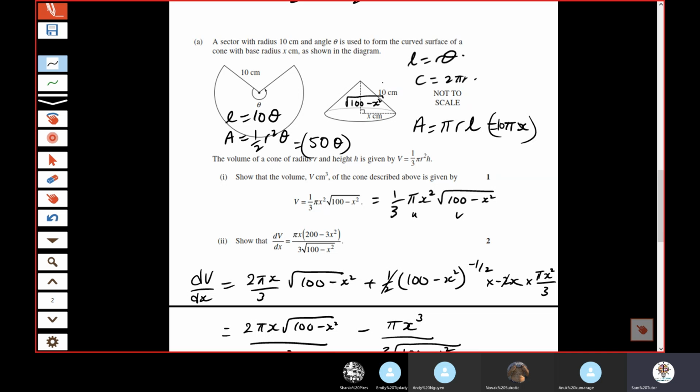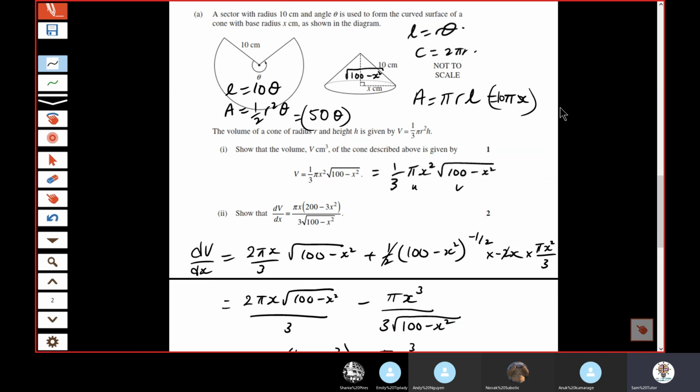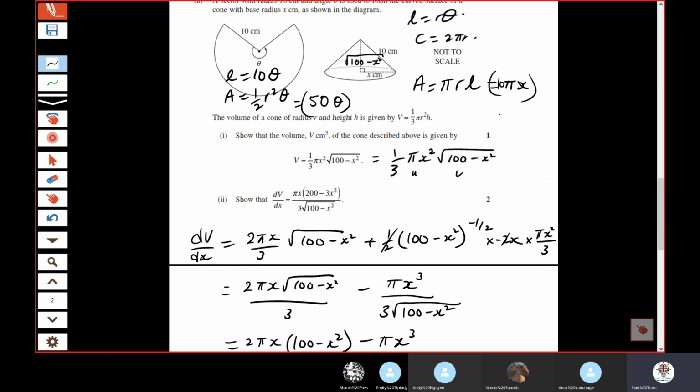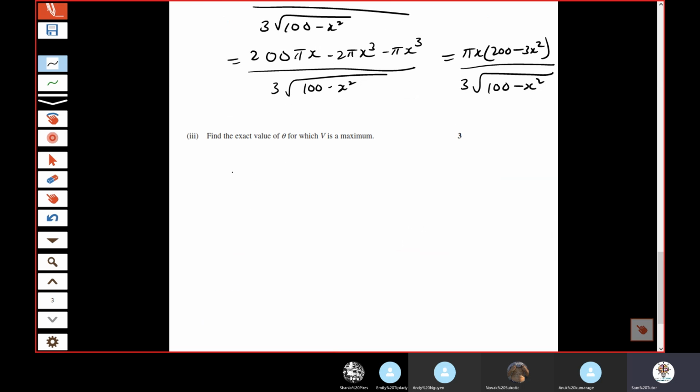But then the area of this must be the same as the area of this when it's closed. The area of this becomes x as your radius instead of 10 as your radius, and your slant height becomes 10. You get the logic? Now that we have a relationship between 50 theta and 10 pi x, 50 theta equals 10 pi x.